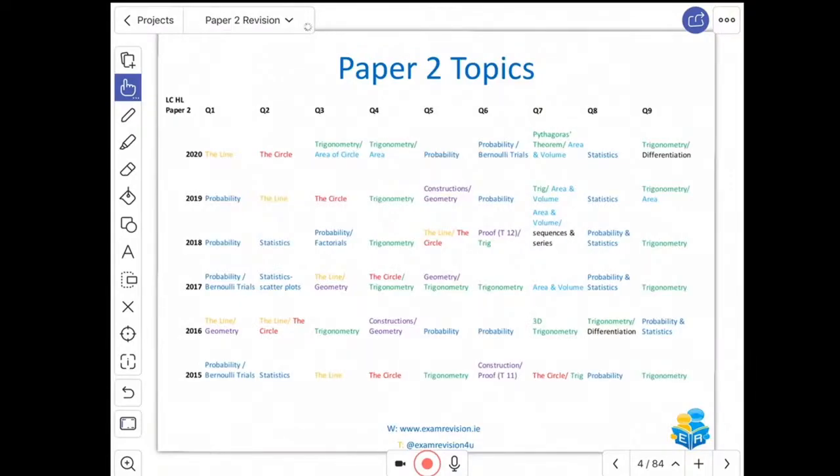Okay, so again, this is just a broad overview. I'm using very broad titles for each of these sections, but it's just to give us an idea of the topics that have come up. So you can see, if we start with the orange color and the red color of your circle and your line, you can see that you're going to have those at least once, if not more, every single year.